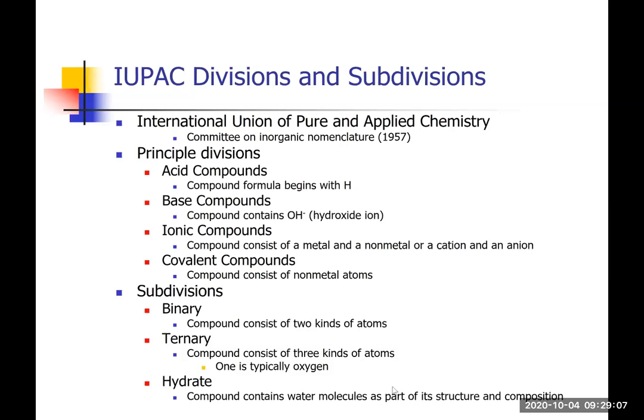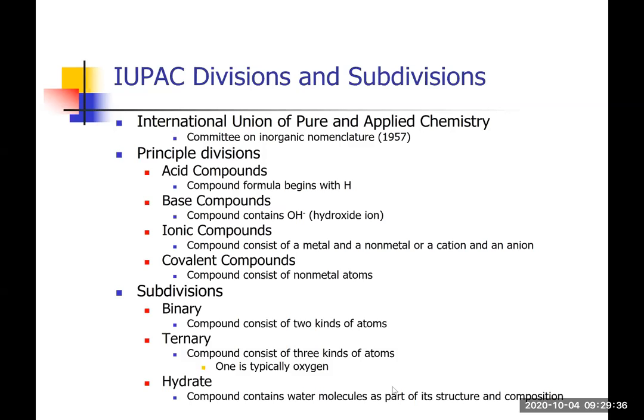The reason they derived these systematic rules, if you will, for naming chemical compounds in 1957 is because there were so many compounds with common names, millions, that scientists just couldn't memorize every single one of them. So they derived principal divisions and subdivisions with rules for naming acid compounds, base compounds, ionic compounds, and covalent compounds.